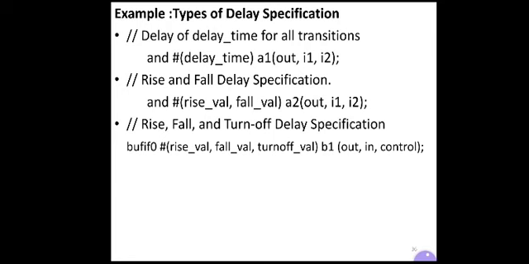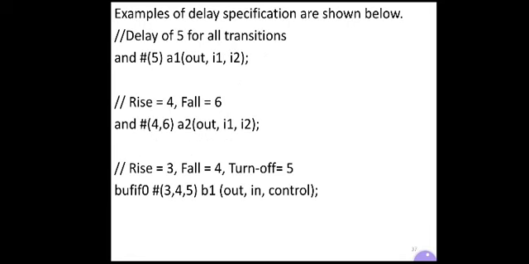Third example, buf if0 with hash, where bufif0 is a predefined primitive. The rise value, fall value and turn off value are all separated by commas. Remember, all three values are specified here. So in this case, the first one is the rise delay, the second one is the fall delay, and the third one is the turn off delay. That example is continued. Examples with actual values: hash 5, a1, out, comma, I1, comma, I2.